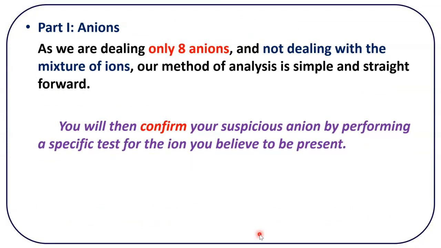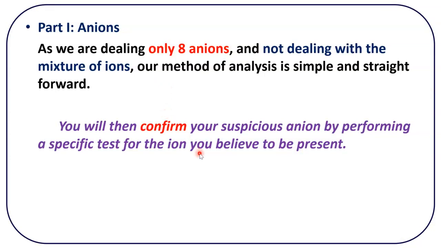In this section, we're going to discuss just anions. We are going to discuss only 8 anions. I have shown you carbonate, bicarbonate, nitrite, thiosulphate, and from the second group, chloride, iodide, and from the third group, sulfate and phosphate. We are not going to deal with a mixture of anions. Our method of analysis is very simple and straightforward.